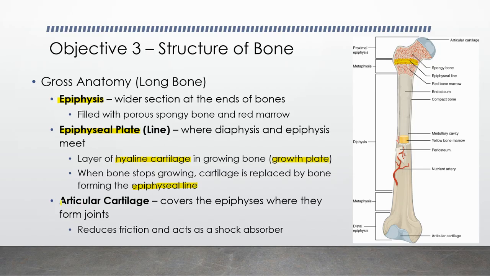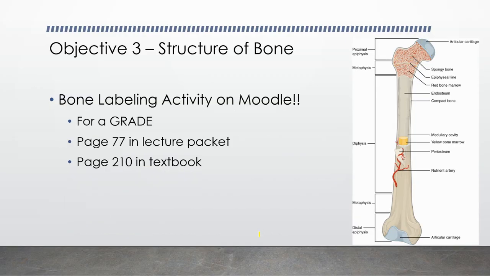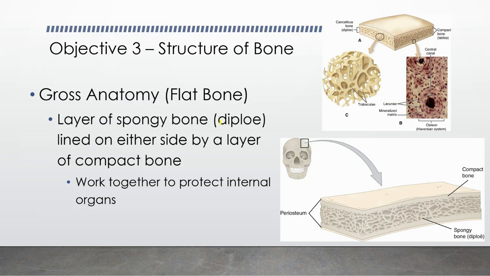And then articular cartilage is what you will find at the ends of the epiphyses, and that is where the bones are going to articulate, or join up with other bones in joints. The cartilage is going to reduce friction, so those joints move more easily, and it's also going to act as a shock absorber. All right, so once again, don't forget about the labeling activity and the paper in your packet.